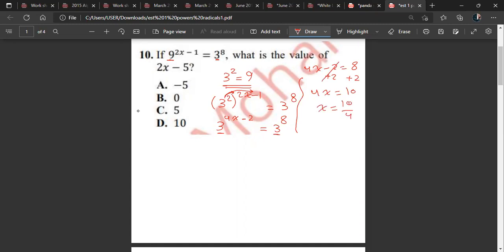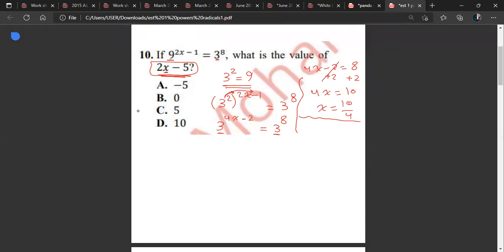But he didn't ask about 10 over 4. He asked about 2x minus 5. So we replace x in the required by 10 over 4. So 2 times 10 over 4 minus 5. This part all equals 5. 5 minus 5 equals 0. And the answer is B.